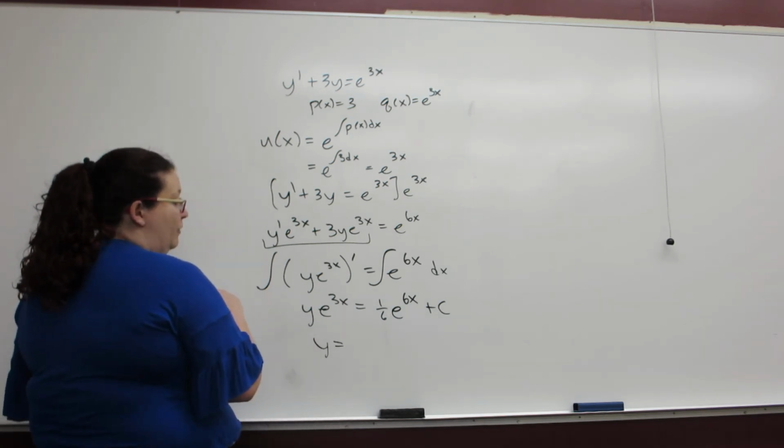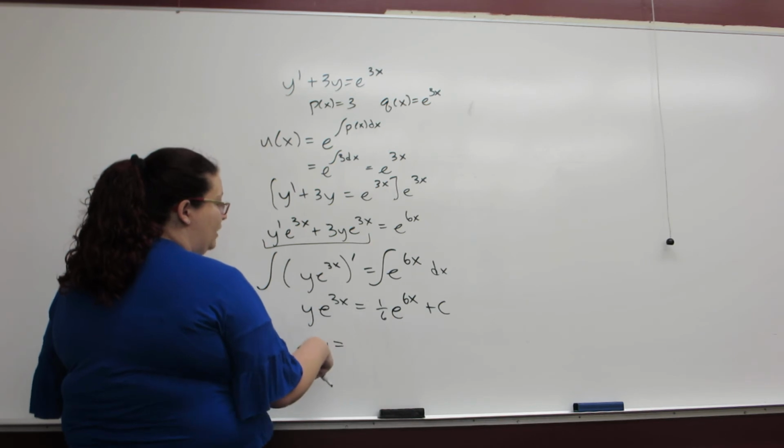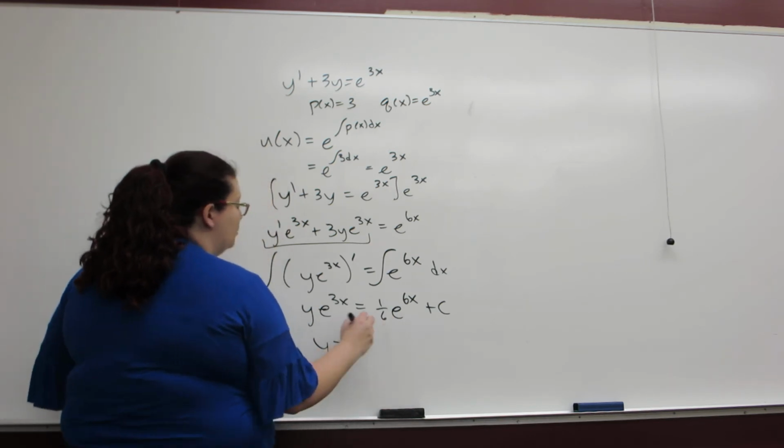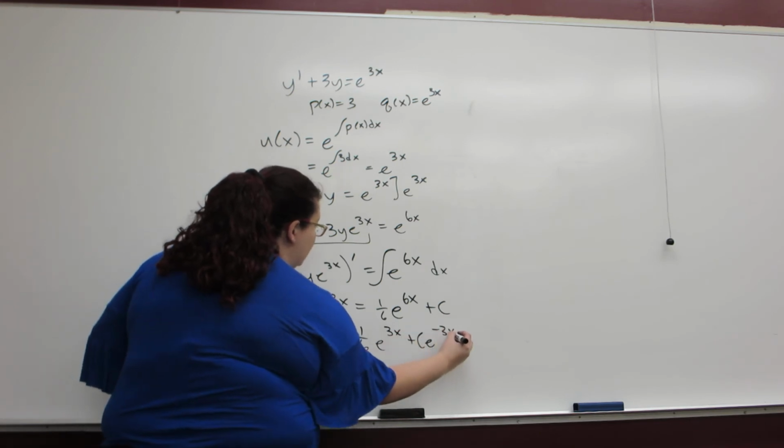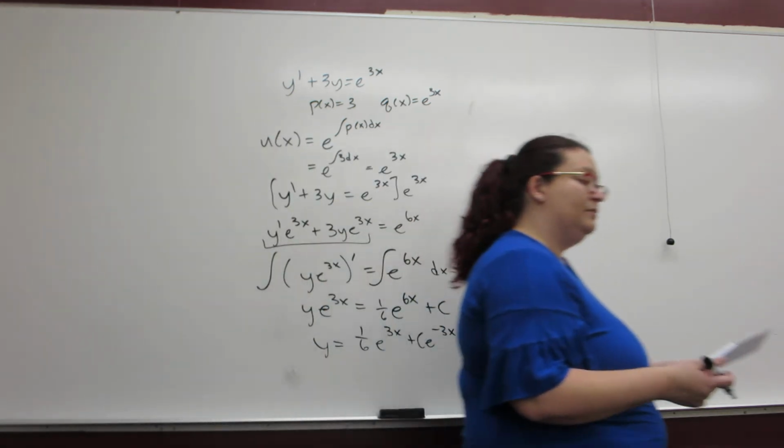Lastly, I need to solve my equation for y, which involves dividing both sides by e to the 3x. So I get 1/6 e to the 3x plus c e to the minus 3x as my final answer.